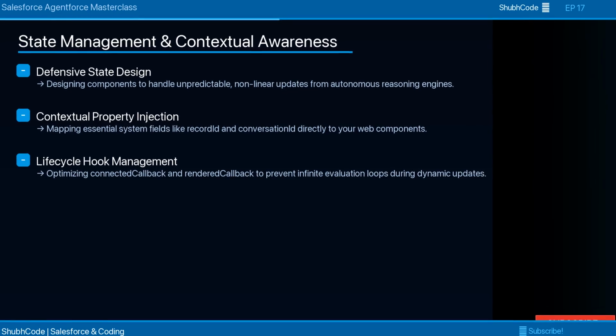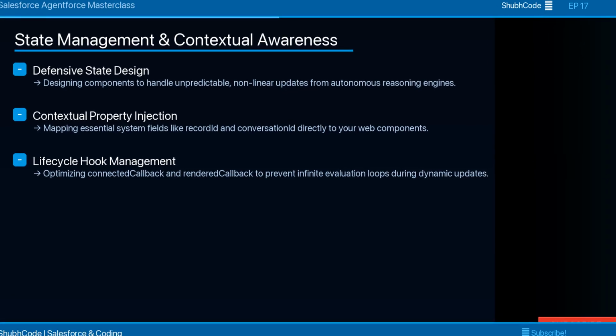Building LWCs for Agentforce requires a shift in how we handle component state and lifecycle. Standard LWCs assume a linear user journey, but an autonomous agent can change directions mid-conversation. To build robust components, you must design them to be stateless or defensively stateful, constantly reading context from public properties passed down by the agent container. If the user tells the agent to change the target account, your component must cleanly re-render without losing the transaction thread.